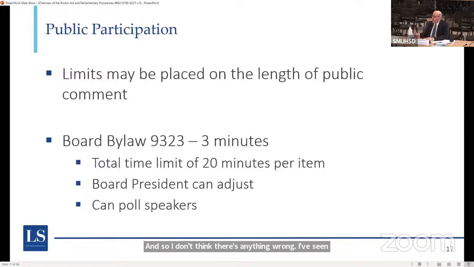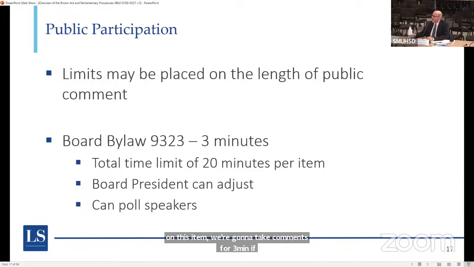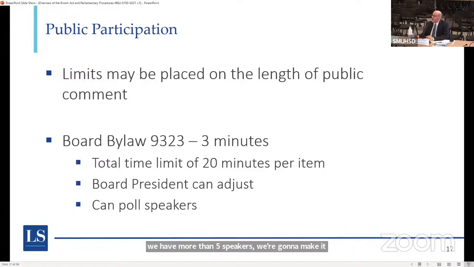Okay. And I've seen districts that will actually just say, I'm thinking of one, if it's a really crowded agenda that night, they'll say, okay, on this item, we're going to take comments for 3 minutes. If we have more than 5 speakers, we're going to make it 2 minutes. If we have more than 10 speakers, we're going to make it a minute. And they just let them know up front.